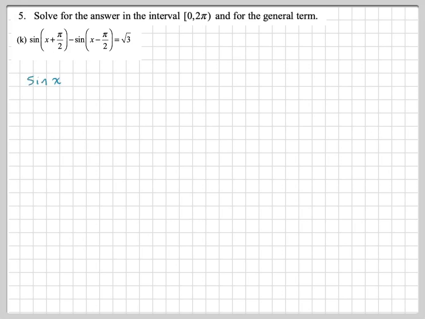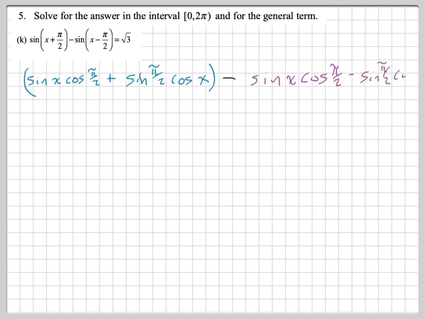For the first one, you would get sine x cosine pi over 2 plus sine pi over 2 times cosine x. Next, for the other one, you would get minus and then sine x cosine pi over 2 plus, minus sine pi over 2 cosine x. Okay, I didn't have room to write the equals rad 3, but everything's going to simplify nicely in a second.